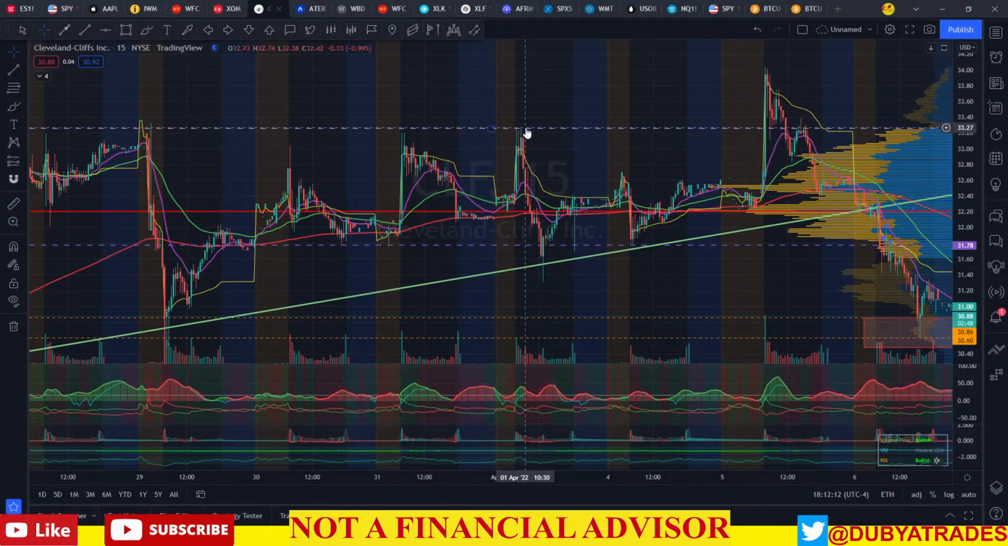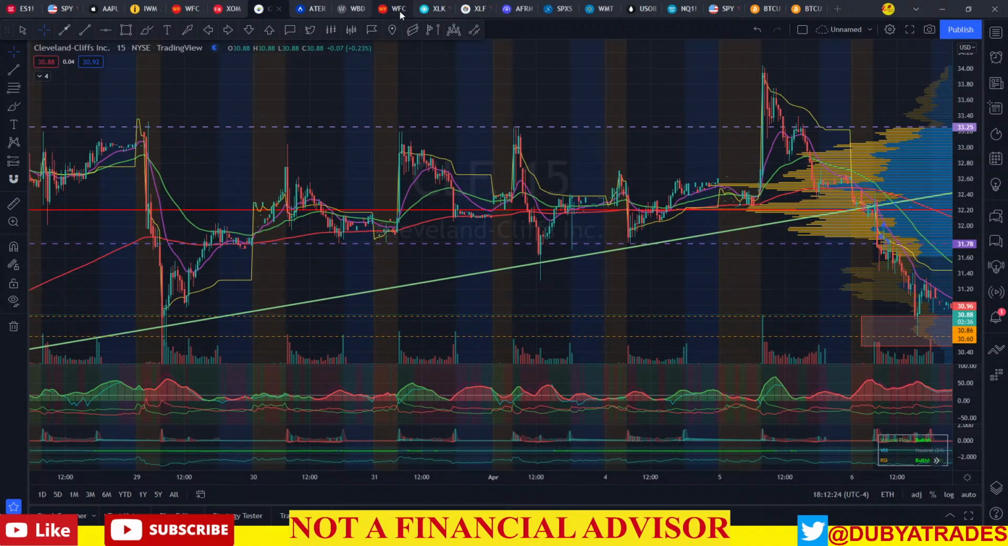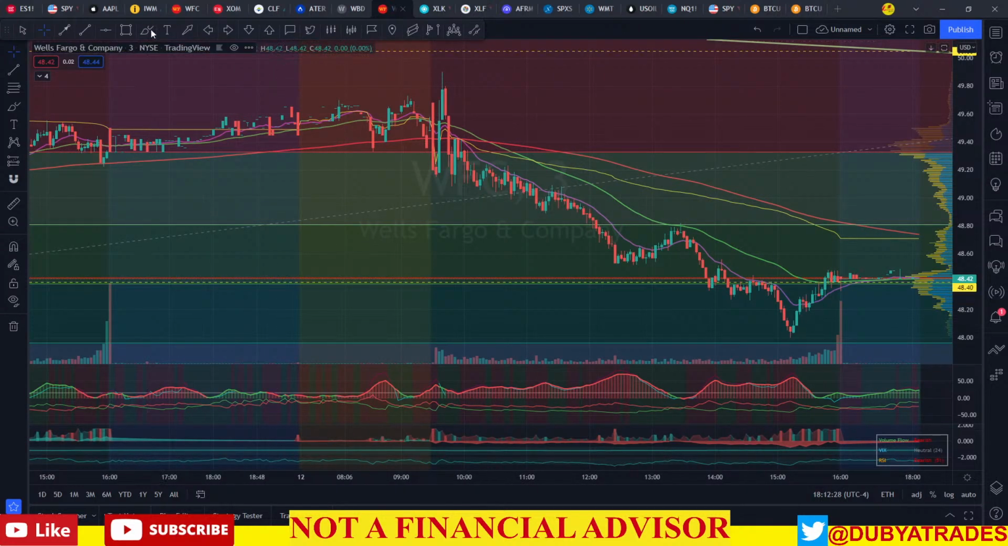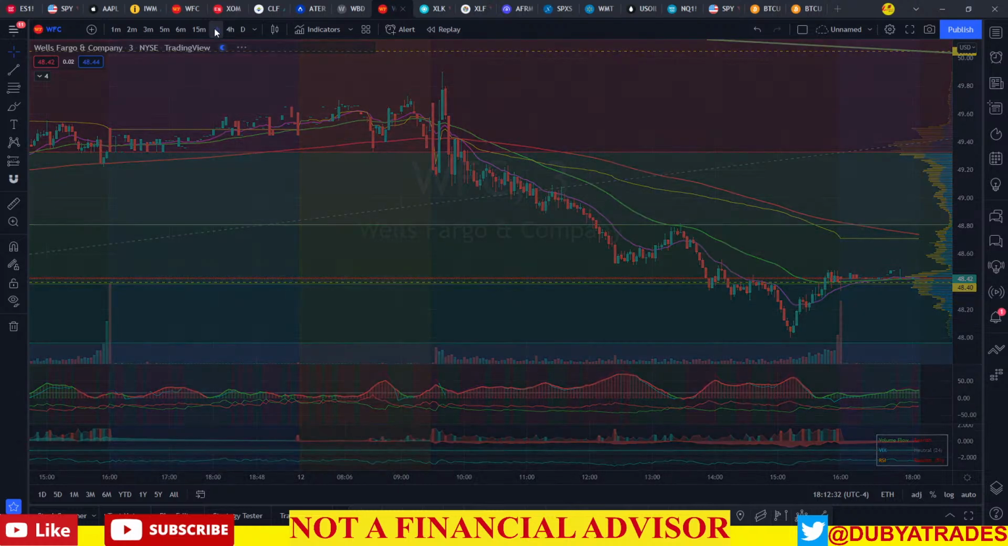I waited to see if it was going to break over or reject again, and sure enough, it ended up rejecting, coming way down, and I was able to profit, actually in the money on this trade. Same thing happened with Wells Fargo. If we pull out, I don't know why all these are starting to top up here.